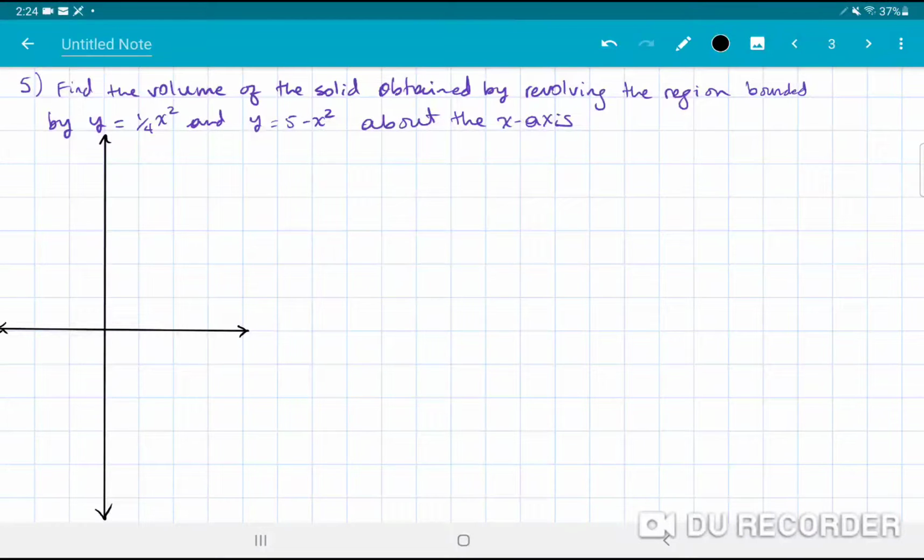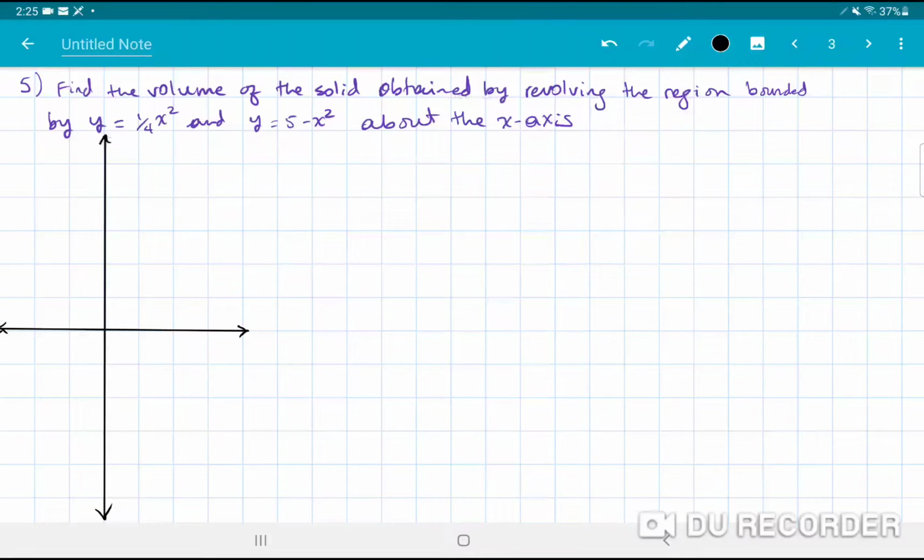And this video will have two examples of solids of revolution. The first one is we want to find the volume of the solid that's obtained by revolving the region bounded by y equals 1/4 x squared and y equals 5 minus x squared about the x-axis.